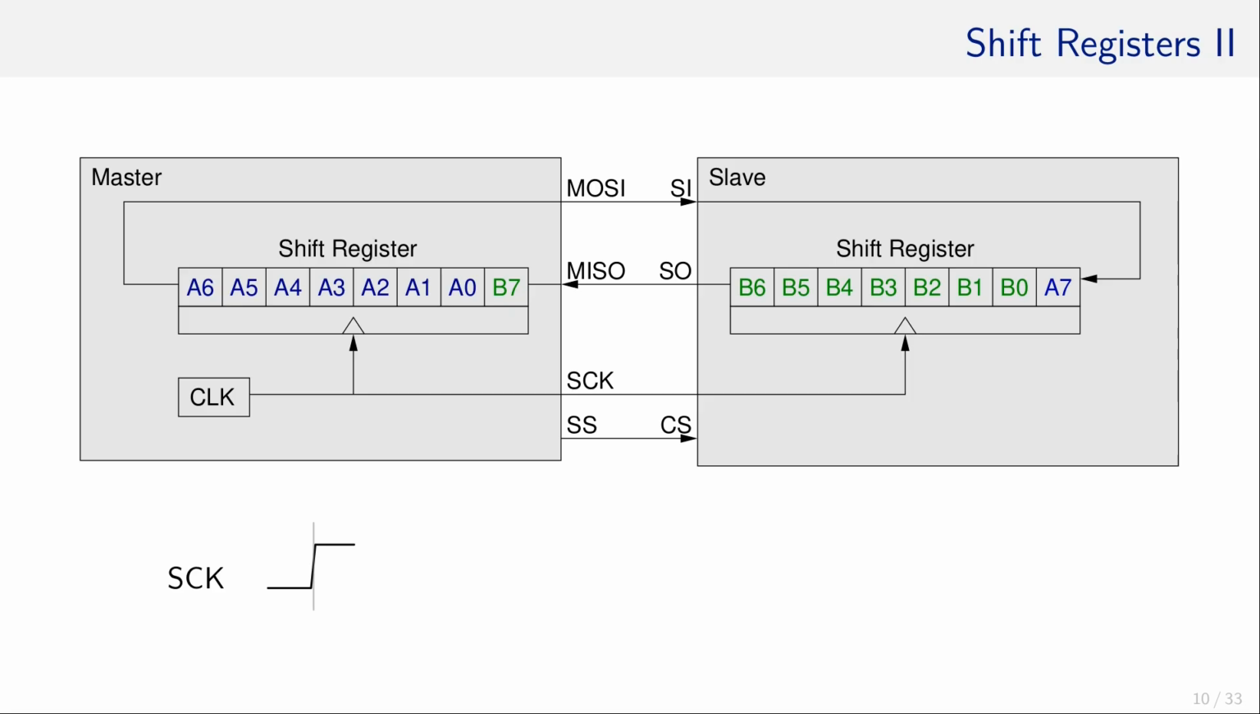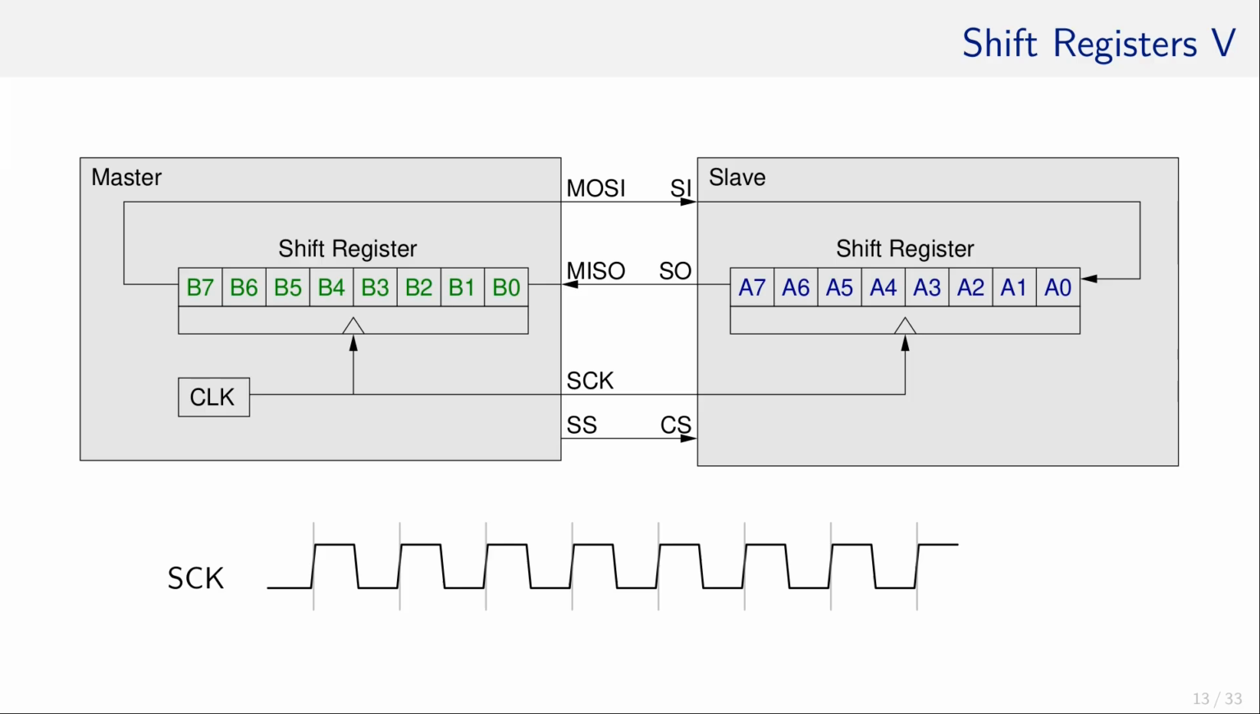If the clock signal arrives, here a rising edge, one bit is shifted from the master's to the slave's shift register, while one bit travels in the reverse direction. This continues till all bits have been shifted and a swap of data happened. As you can see, the transfer is bidirectional, or it is full duplex.